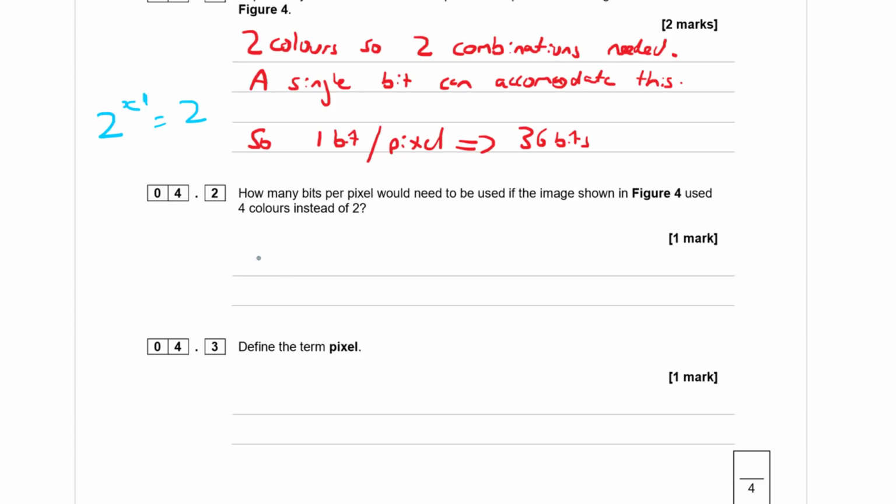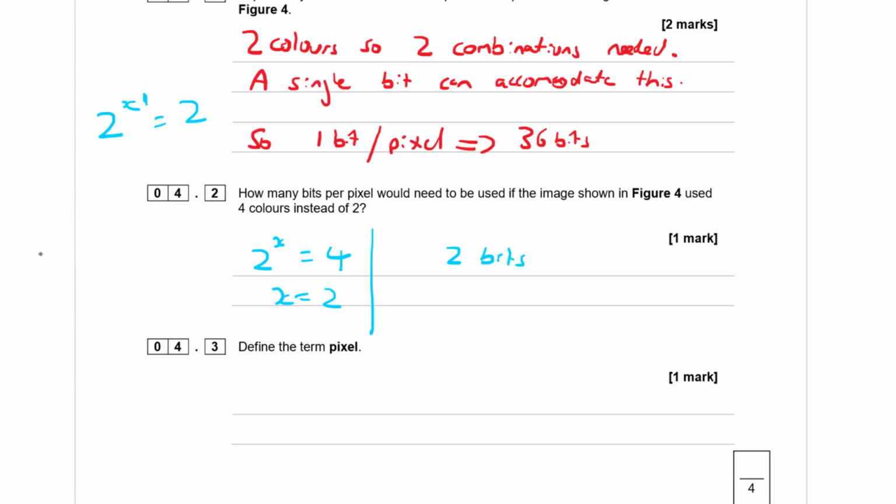So basically here we're doing binary still, so it's base of 2. We've got our value of x, and we need 4 colours instead of 2, so 4 combinations basically. So what is x in this case? Well, x is clearly going to be 2, so the answer is 2 bits. And generally speaking, this is how combinations work.